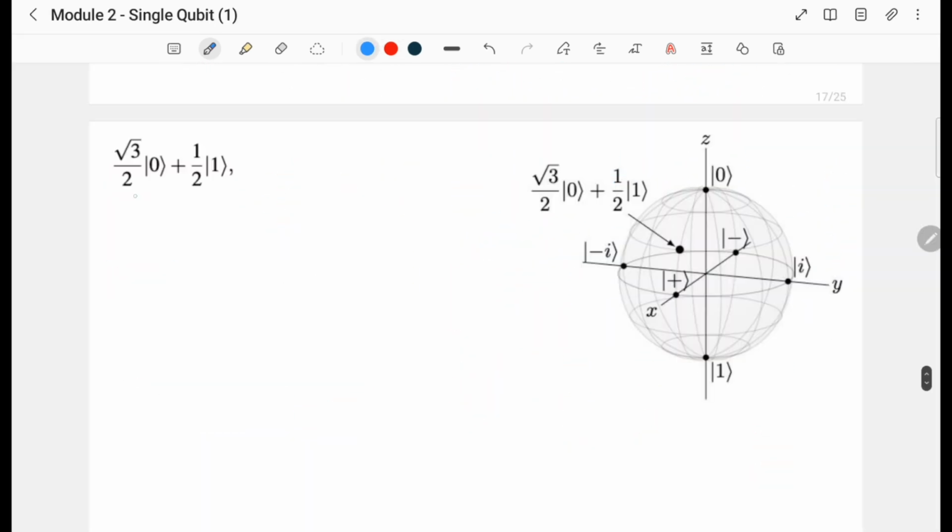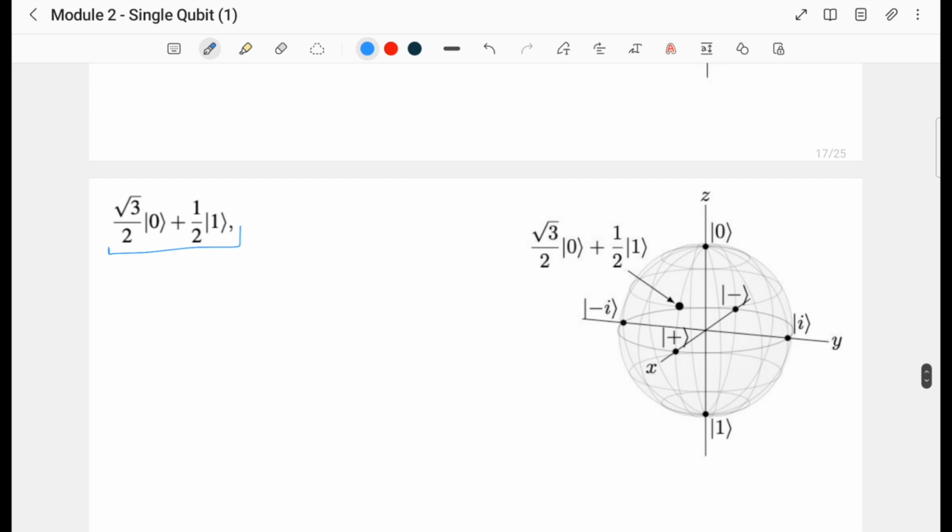So here's our state, root 3 by 2 |0> plus 1 by 2 |1>. It is represented like this on the Bloch sphere. From here we obtain our theta and phi and simply plot this state like this. So now you see this is in the z basis.